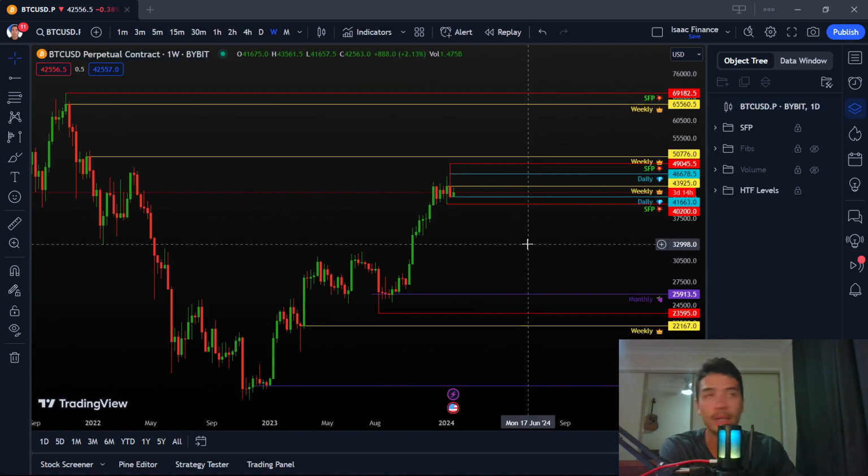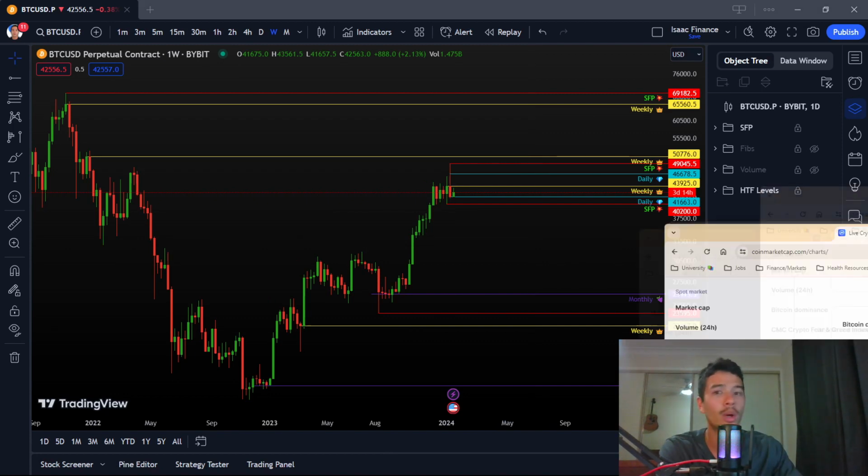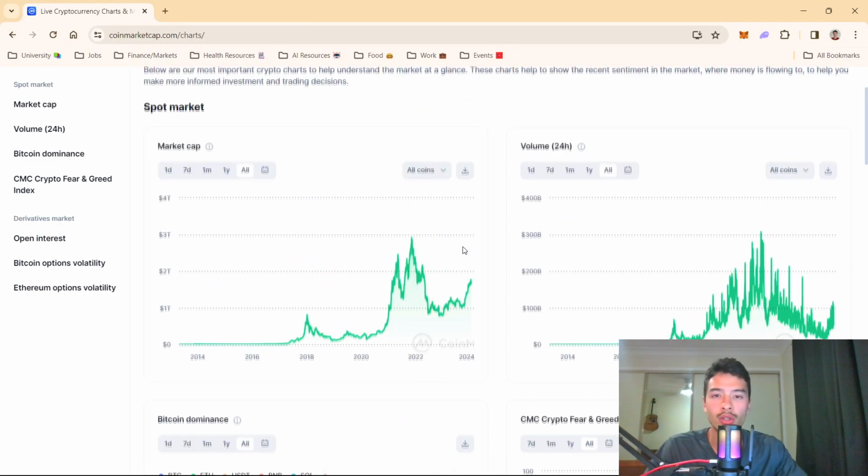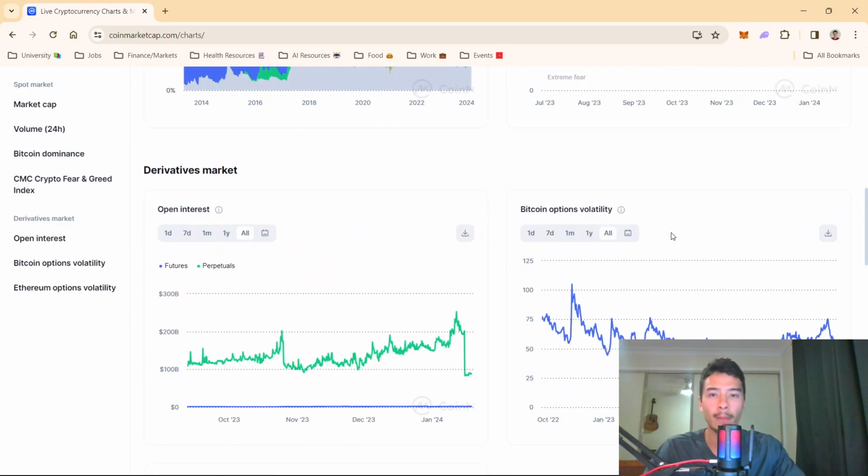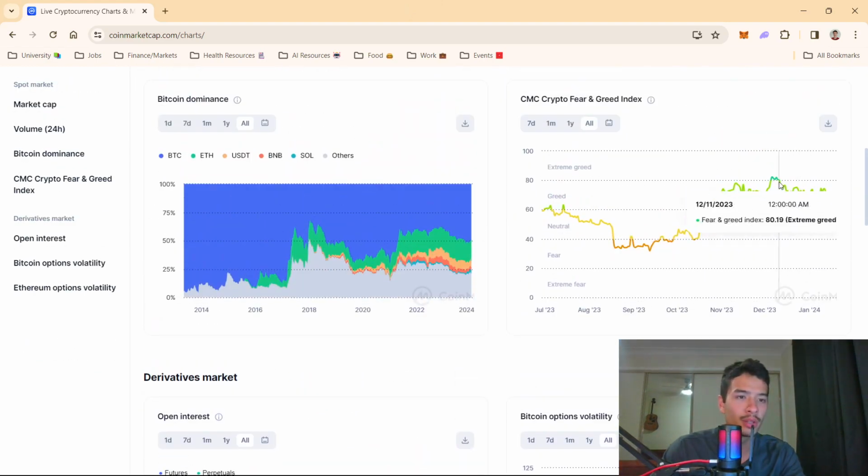All right, guys. So the next one I'm going to be looking at is the Fear and Greed Index. We're going to have a good long stare at this one. So as you can see here, we're on CoinMarketCap. And I like to look at the Fear and Greed Index because it's very important.